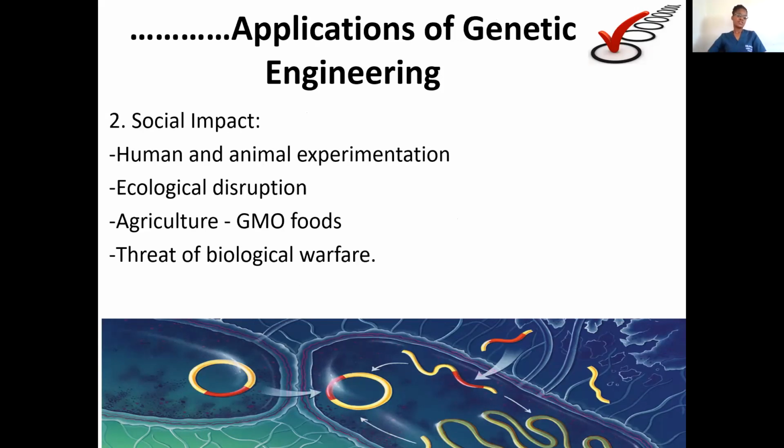Other applications apply on social impact, whereby we have human and animal experimentation, ecological disruption. In agriculture, we are able to have genetically modified organisms. For example, we are able to manufacture plants that are able to resist things like drought and so on. But this genetic engineering can also be applied as biological warfare, and therefore it's a threat in this case.